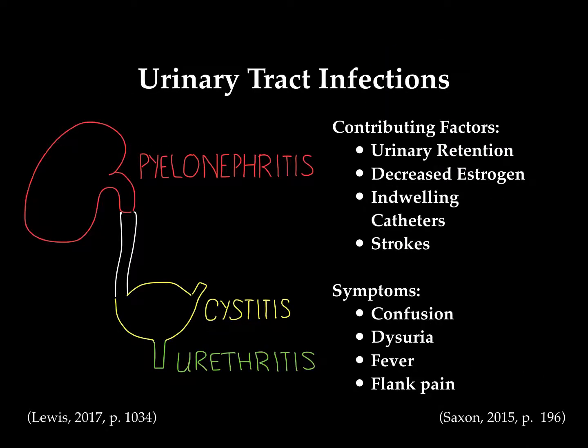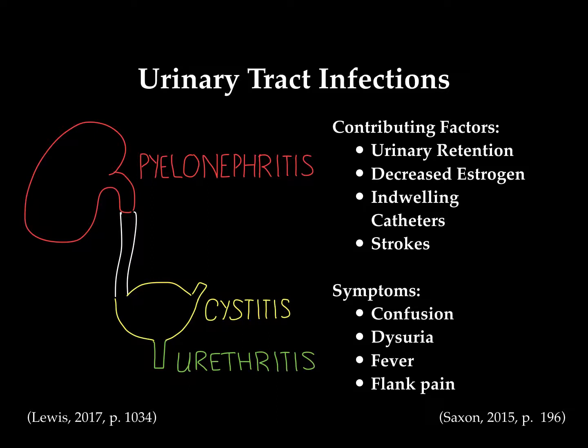And I wanted to talk for a minute about UTIs, because that's something that we come into contact with a lot as nurses. So this occurs because of the processes that we talked about earlier. That's urinary retention, decreased estrogen, strokes, and of course, indwelling urinary catheters are huge factors that increase the prevalence of UTIs.